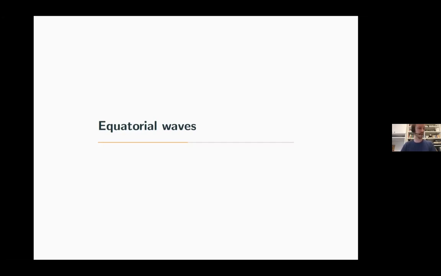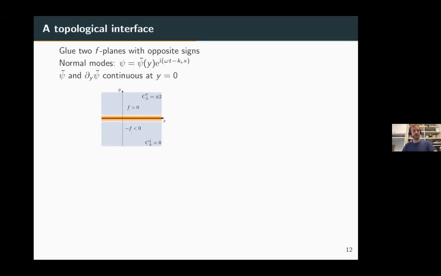Okay, so the first thing we are looking at are these equatorial waves. Before, we had a tangent plane, Coriolis force was constant, so we were looking locally at some latitude and looking at some bulk properties of the fluid. So let's build an interface instead. We will just glue two f planes. f plane means that f is a constant. So in the upper part of the plane, we'll have f positive and constant, and in the lower part, we'll have f negative and constant.